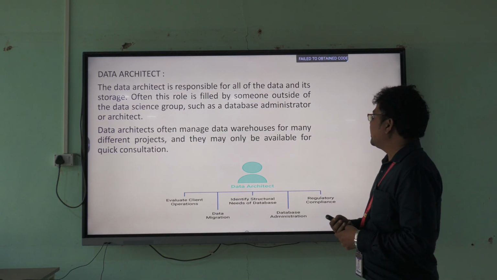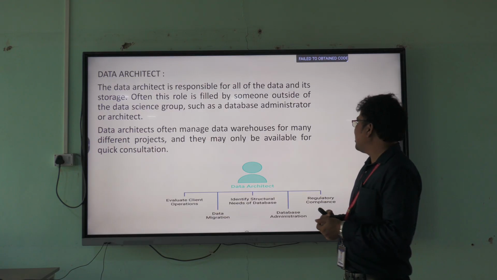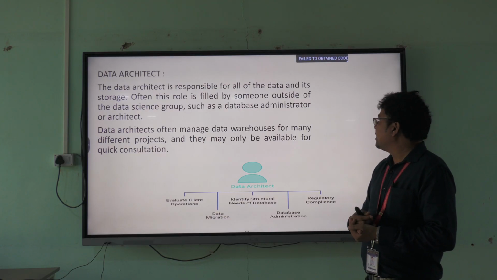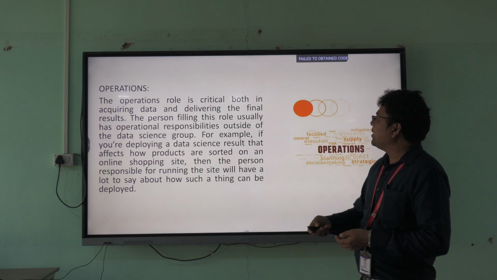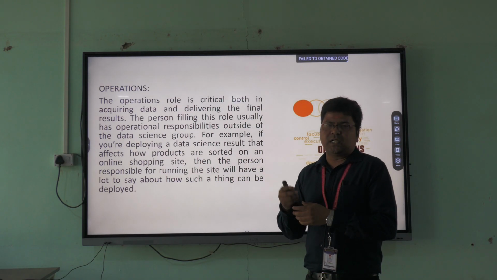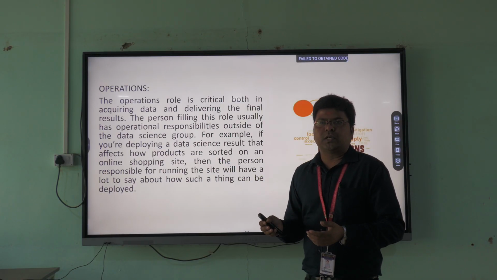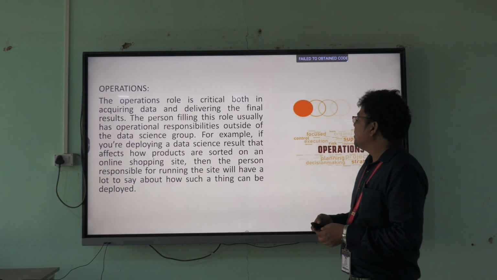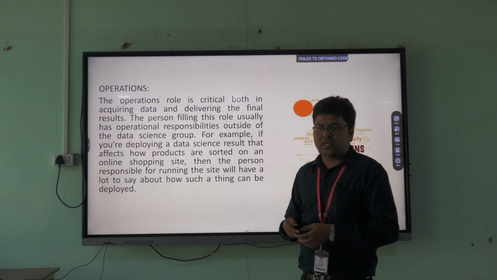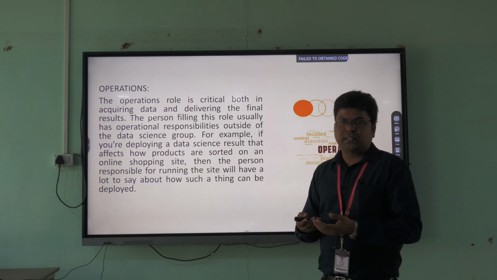Data architects often manage data warehouses. He is the person who will manage the warehouses for many different projects, and they may only be available for consultation. The last is the operations team. This team is responsible for deploying the project at the end level, taking care of operations and testing of the model, and deploying the model at the client side.